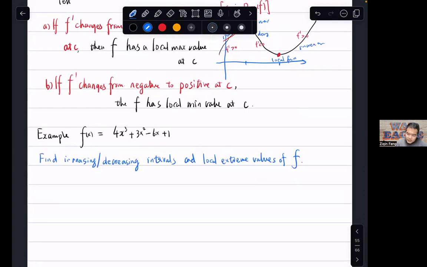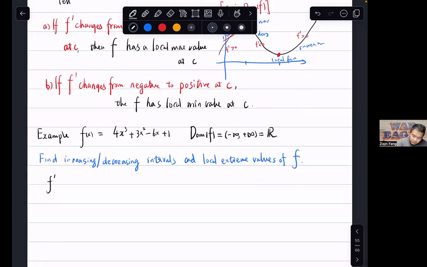Before we understand the function, for sure we need to know the domain of this function, right? We know the domain of this function because it's a polynomial. This is continuous everywhere, so this is from negative infinity to positive infinity, right? Another notation for this is all real numbers. So let's try to decide the critical numbers first.